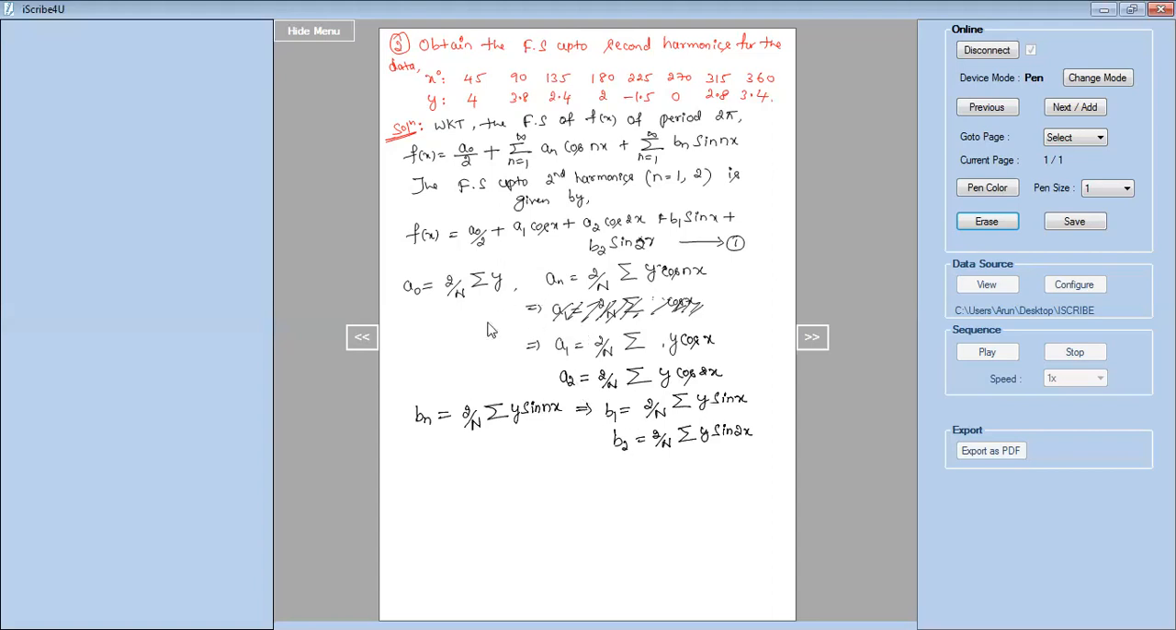Now what else do we want? I want the value of capital N. Here capital N is equal to the number of x values given. Just count: 1, 2, 3, 4, 5, 6, 7, 8. So there are 8 values here. So N is 8. The period is identified as 2 pi. Based on that, the Fourier series expression was written. I want up to second harmonics, so n is 1, 2. We have expanded this up to second harmonics, and the formulas for a0, a1, a2, b1, b2 along with the N value were written.